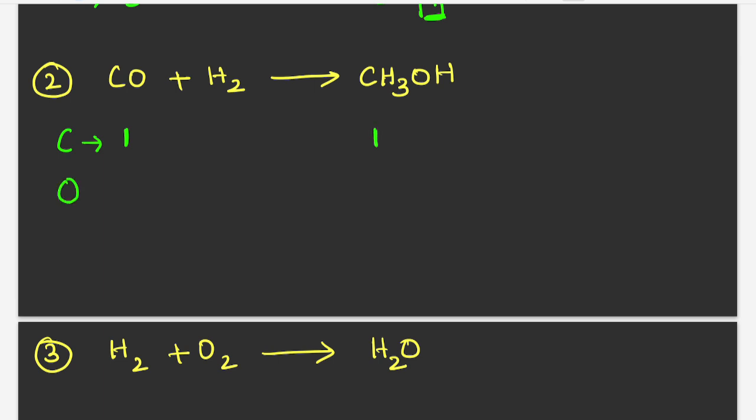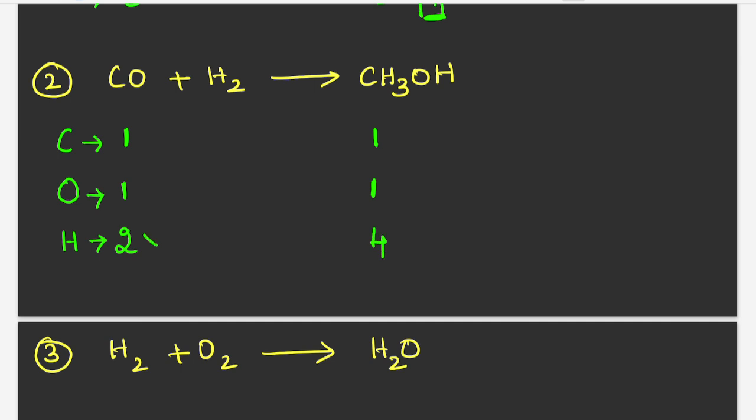Next I have to balance oxygen. Oxygen on the LHS side you can see 1, and on the RHS side also it is 1. Therefore they are balanced. Next is hydrogen. Here you can see 2 hydrogen atoms are present, whereas here 3 hydrogen plus 1 hydrogen, total 4. So you will be writing 2 and then here 4. So hydrogen is not balanced.